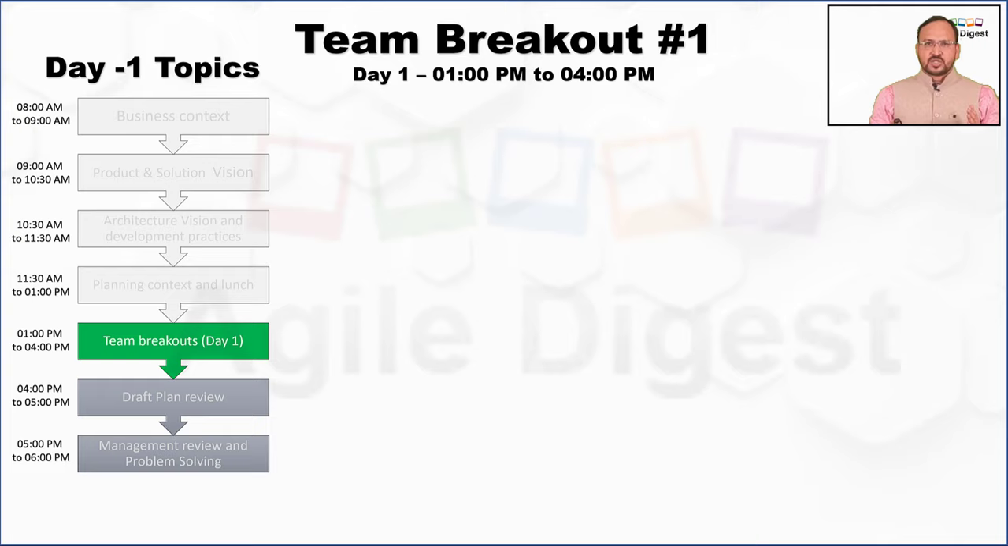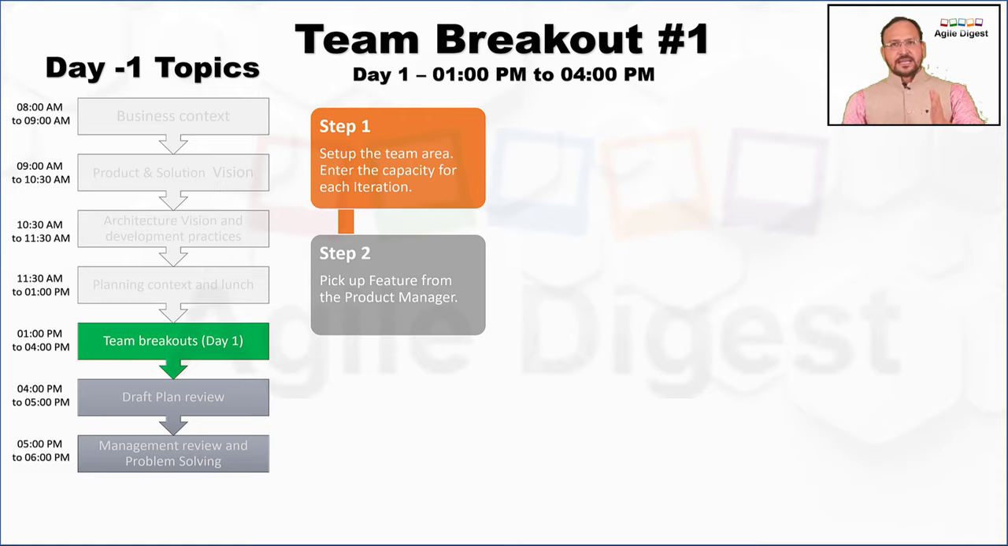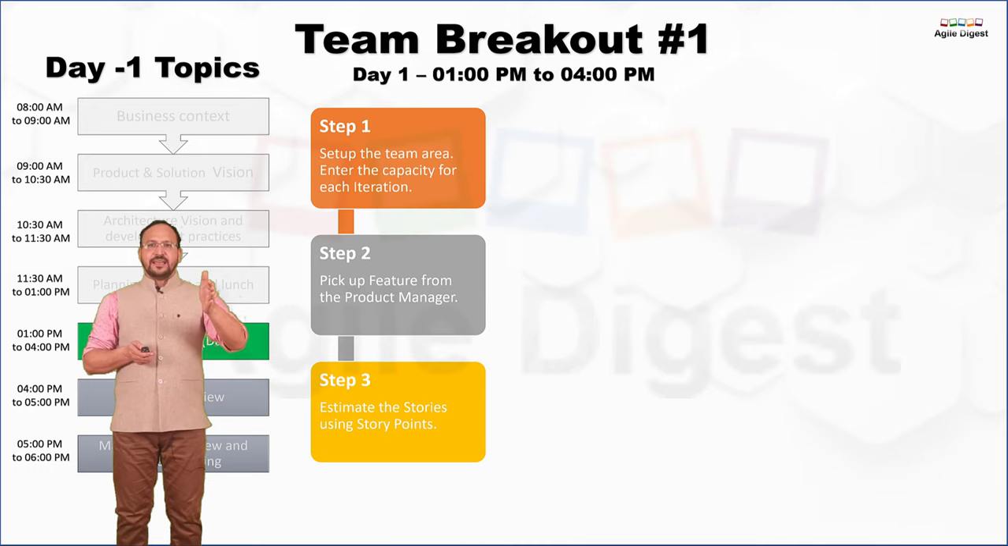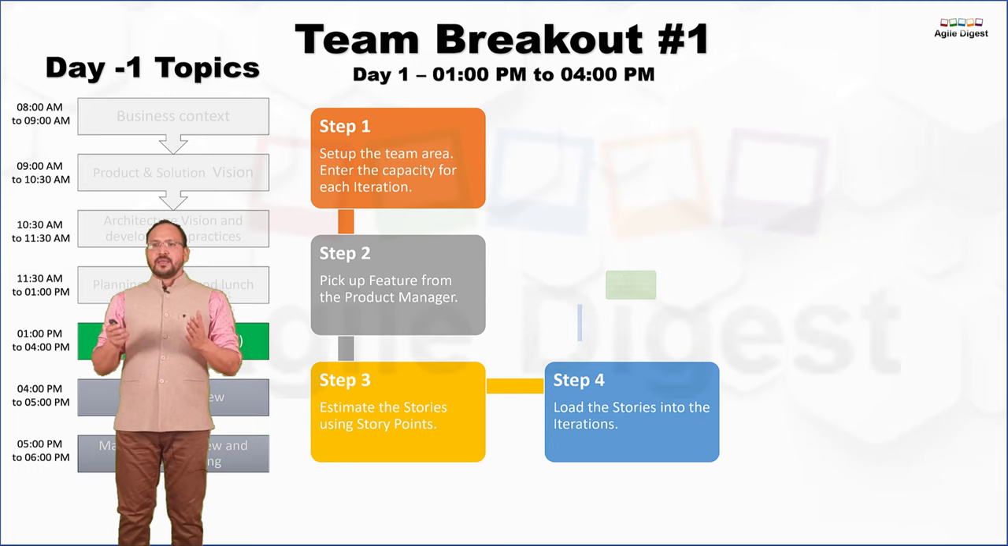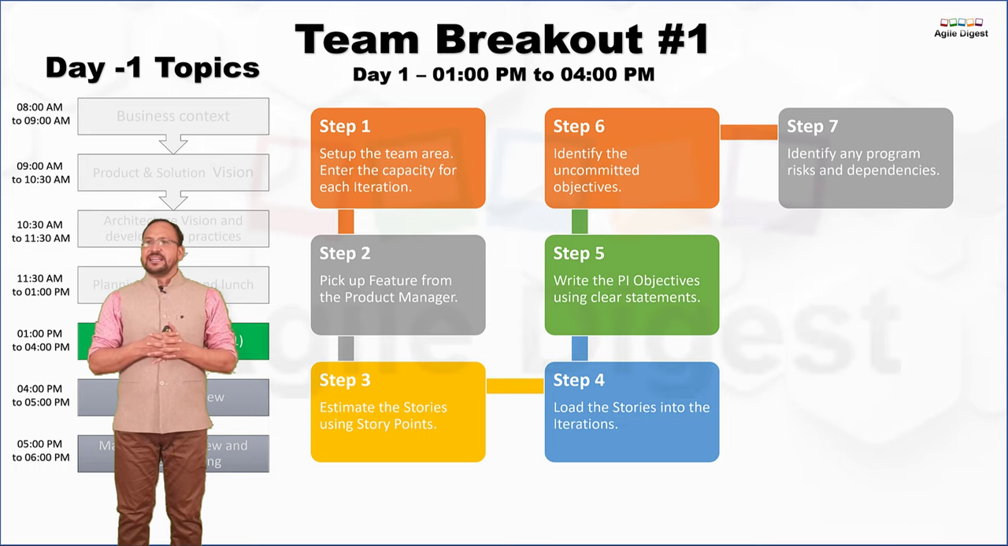Step 1, set up the team area and enter the capacity for each iteration. Then step 2, pick a feature from the product manager. Step 3, estimate the stories using story points, and maybe techniques you can use, estimation poker or planning poker. Step 4, load the stories into the iteration. Then write the PI objectives using clear statements. That's also what we need to do. Identify the uncommitted objectives, and finally, we'll identify any program risks and dependencies.